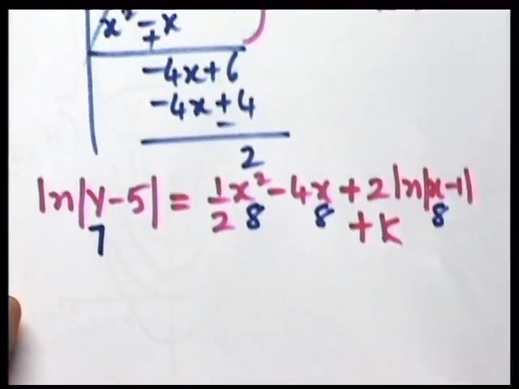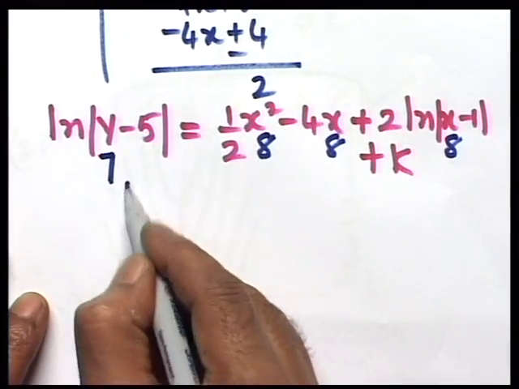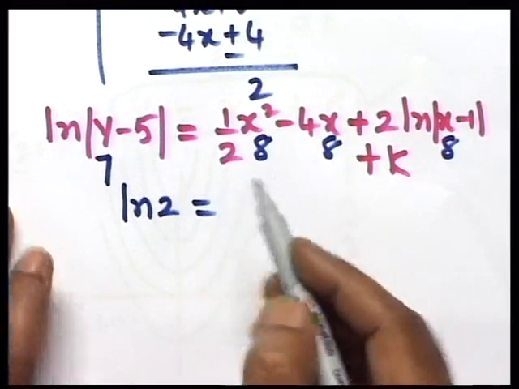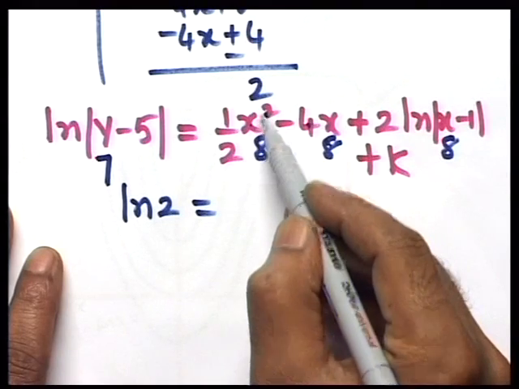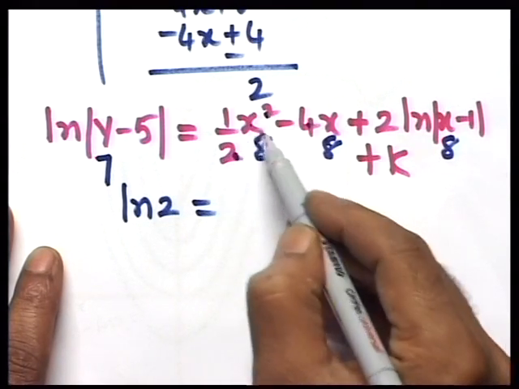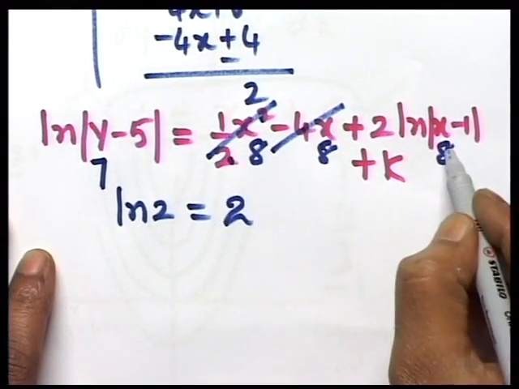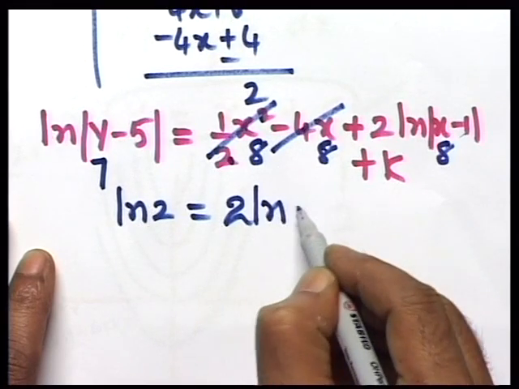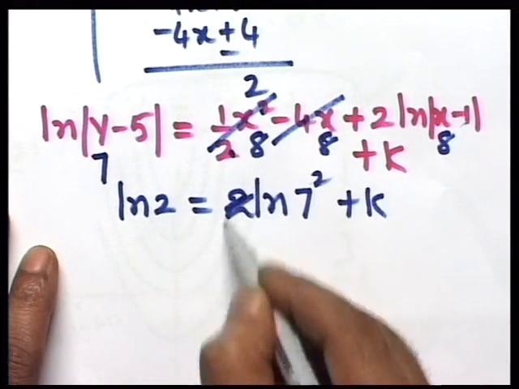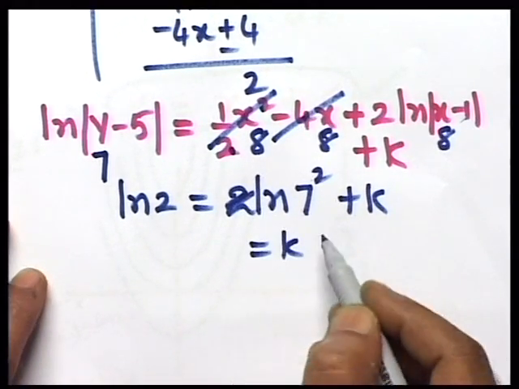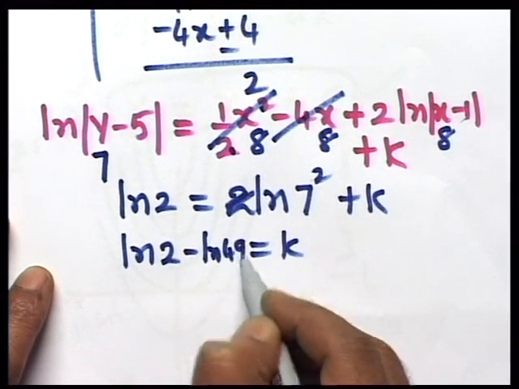Now what happened? Left hand side, that's natural log 2, right? So we have ln 2 equals, just watch this carefully, 4 times 8 is 32, that's 64 divided by 2, 32, so actually those two cancel out, and we are left with 2, 8 minus 1 is 7, so 2 natural log 7 plus k. We can take the 2 to the top, that should be 49, right? So k equals ln 2 minus ln 49, that's what we have.